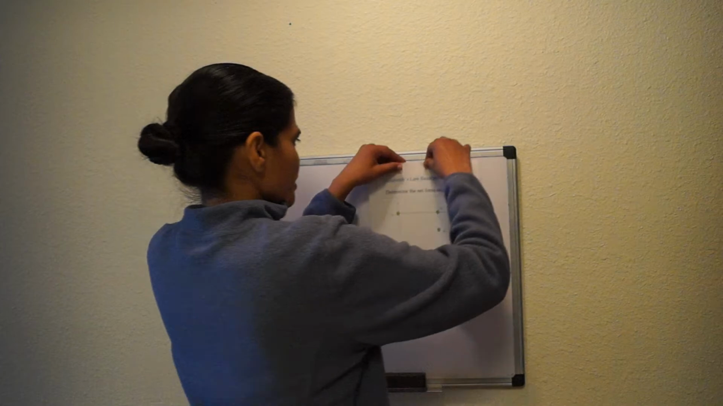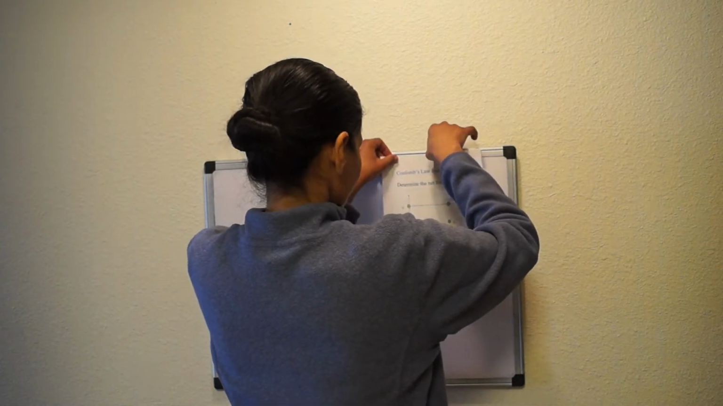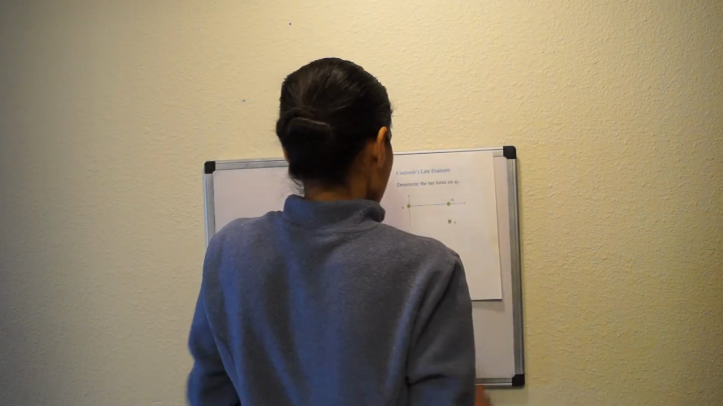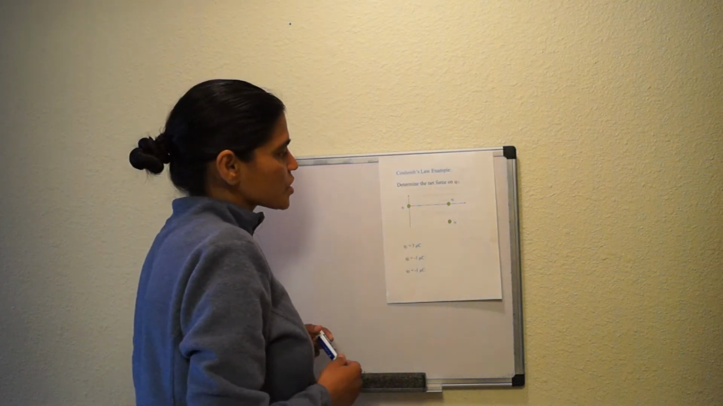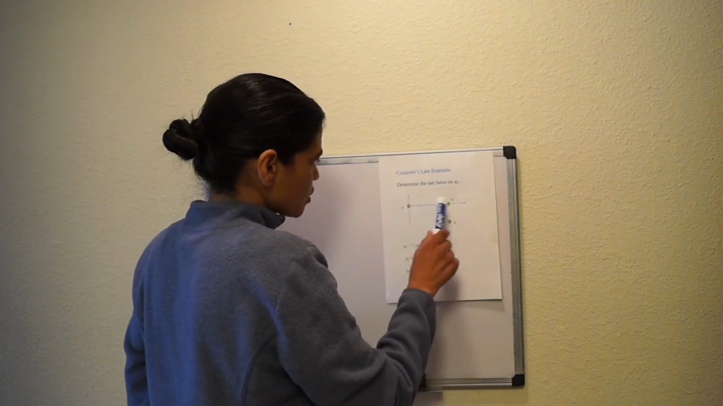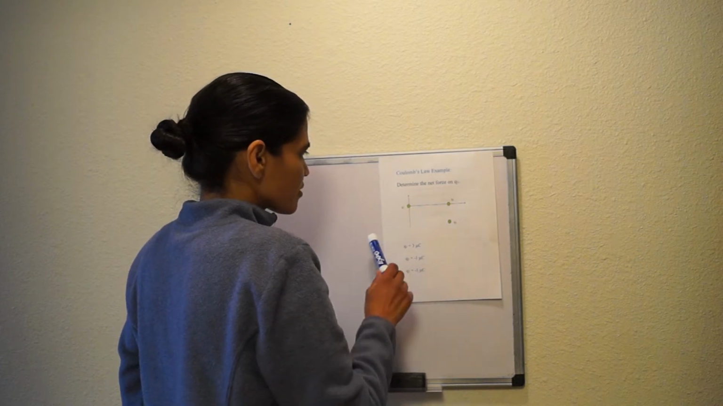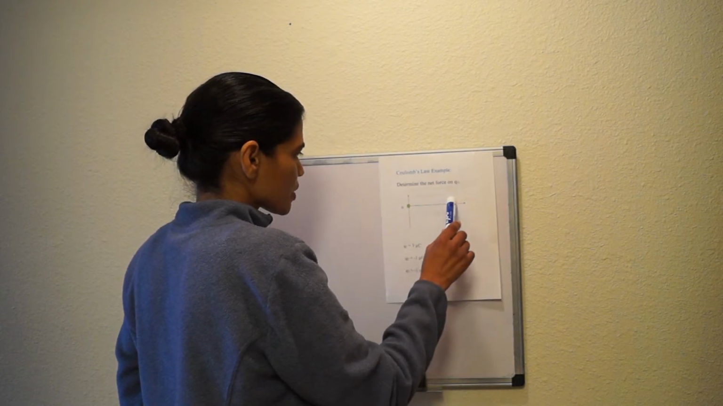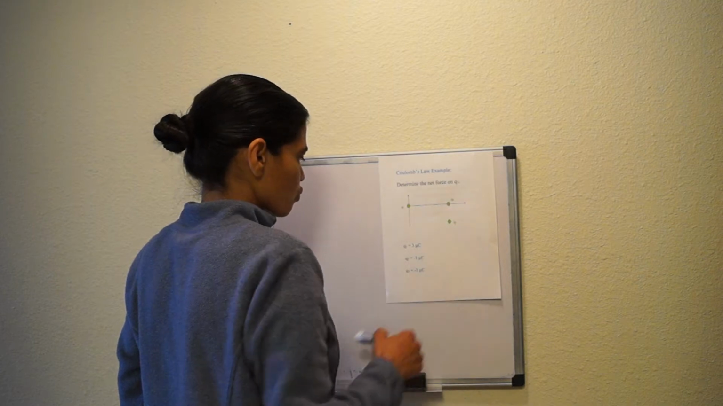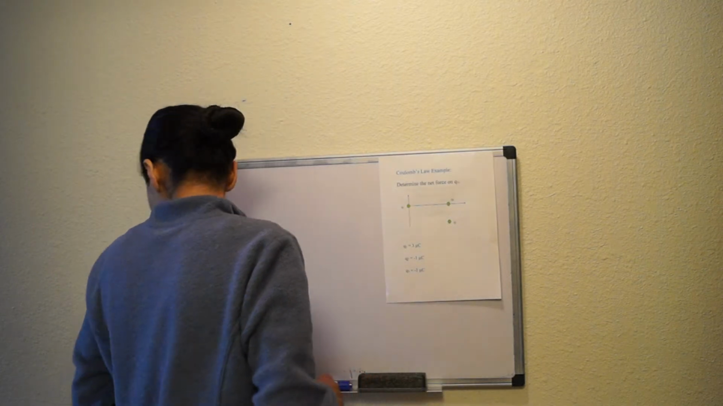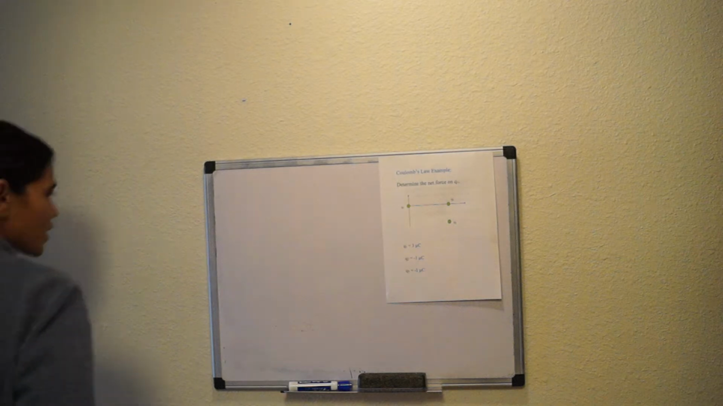Guys, let's do another example on Coulomb's law. There are three charges here, Q1, Q2, Q3. Your job is to determine the net force on Q1 due to the presence of charges Q2 and Q3.